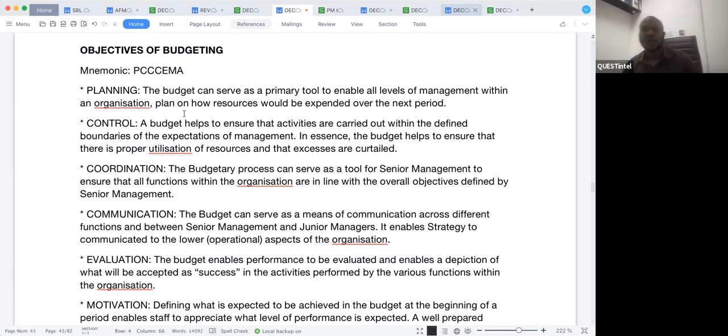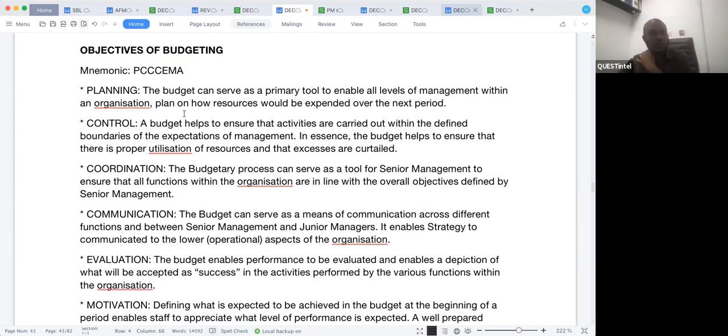Now, in terms of control, the budget helps to ensure that activities are carried out within the defined boundaries and expectations of management. In essence, the budget helps to ensure that there is proper utilization of resources and excesses are curtailed, okay? So coordination has to do with the budget process serving as a tool for senior management to ensure that all functions within the organization are in line with the overall objectives defined by senior management.